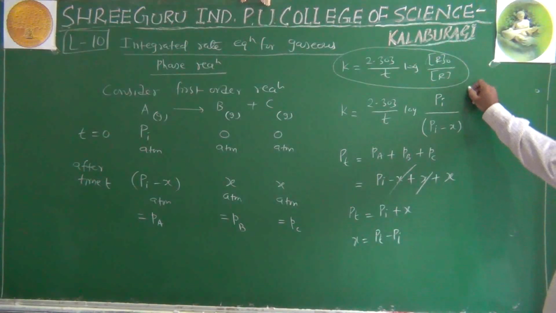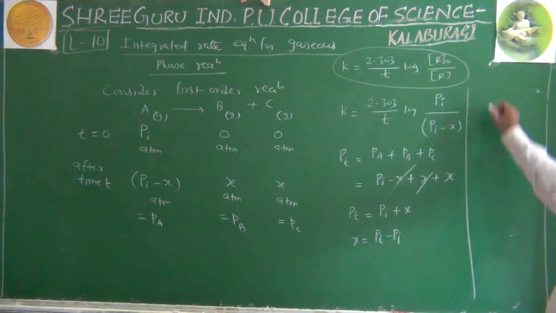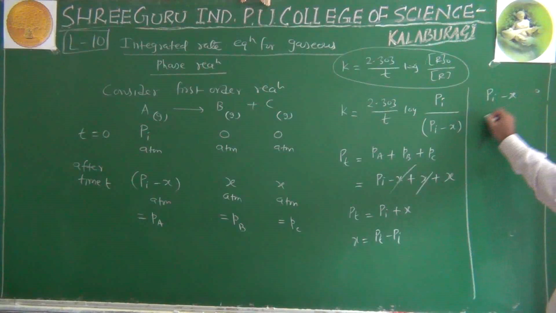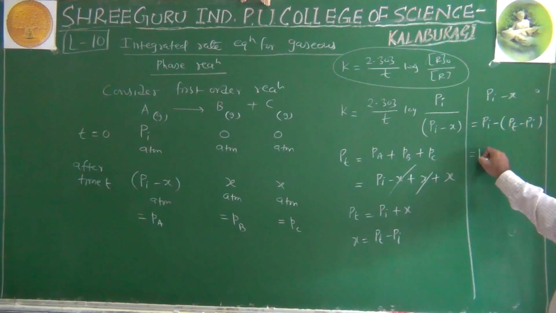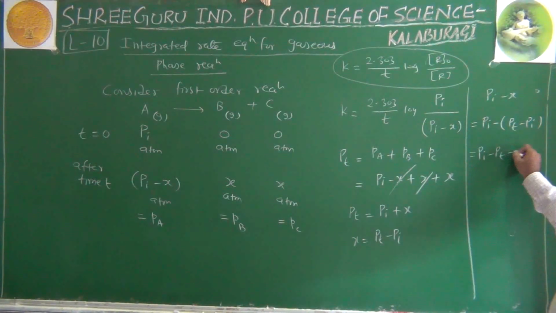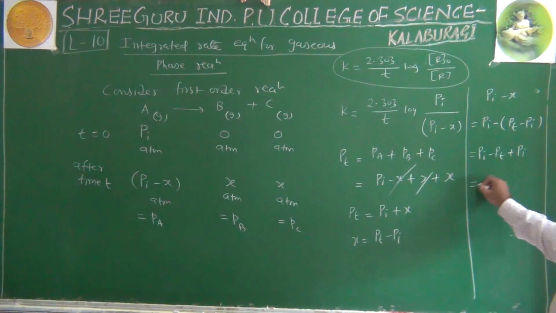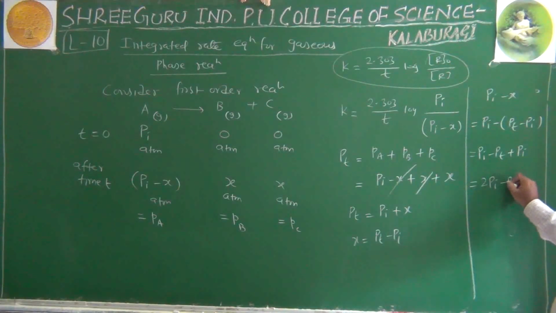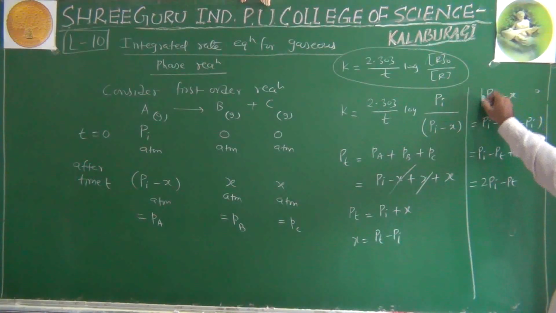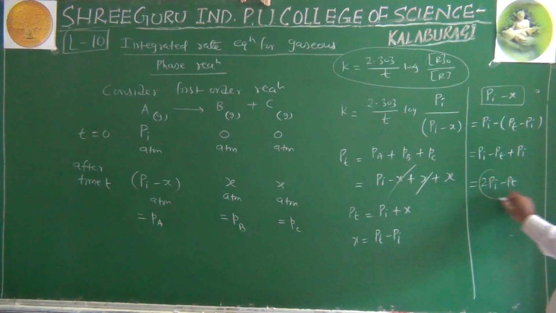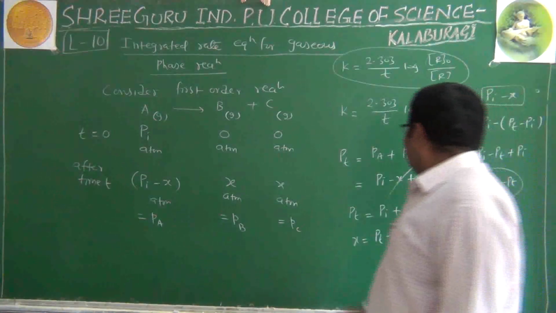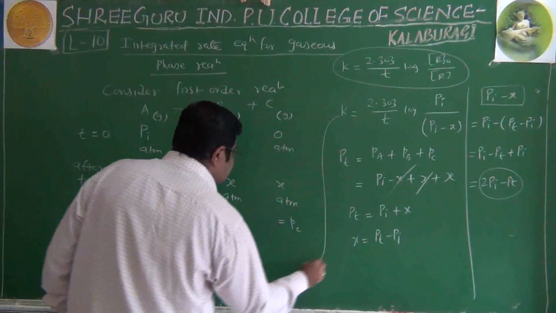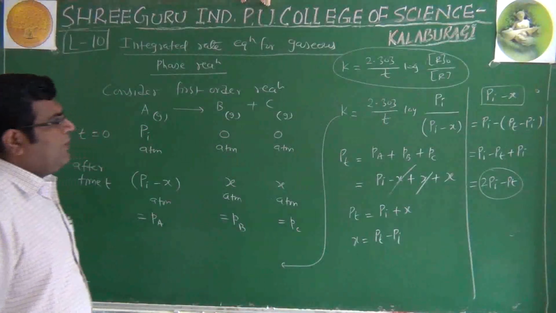So we can write now Pi minus x is equal to Pi minus (Pt minus Pi). So it is Pi minus Pt plus Pi, and that is equal to 2Pi minus Pt. So the Pi minus x value we have calculated, and it is 2Pi minus Pt. So we can write this equation. This equation is the final equation we are looking for.